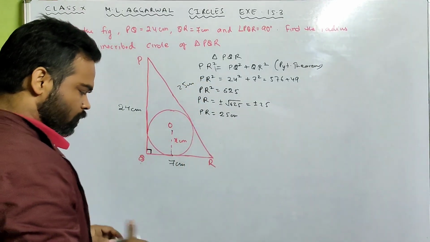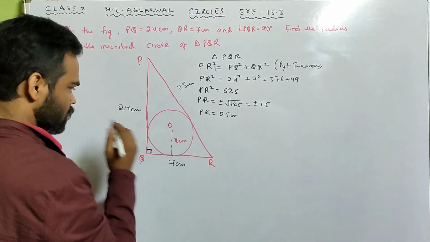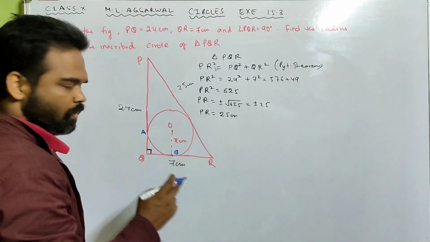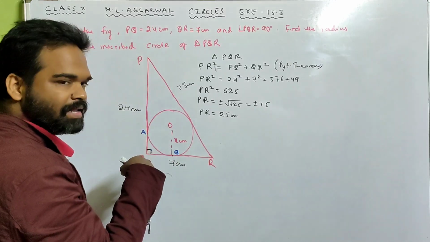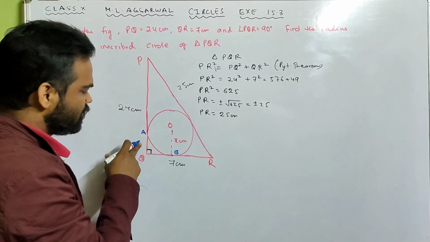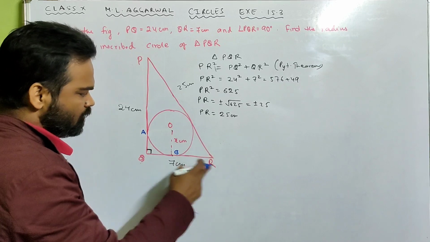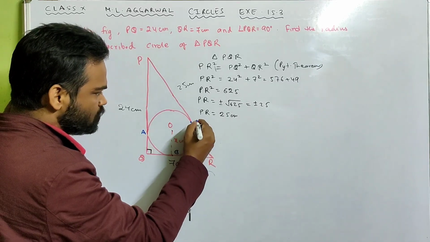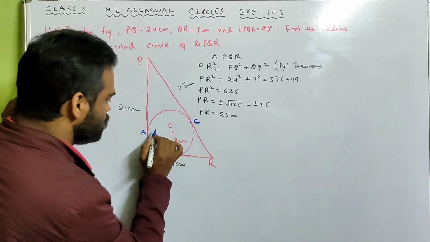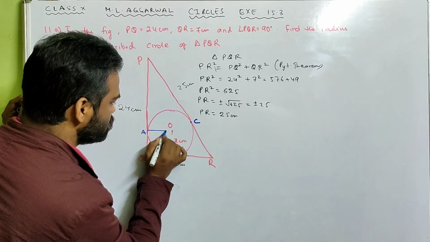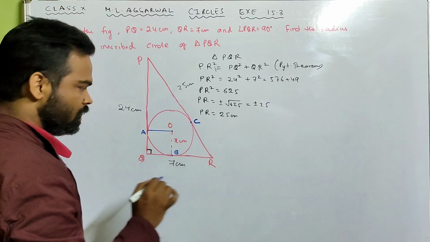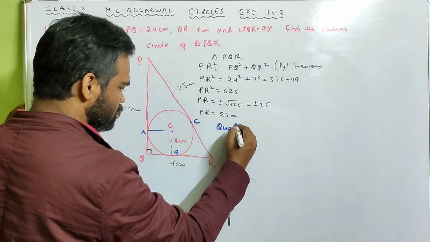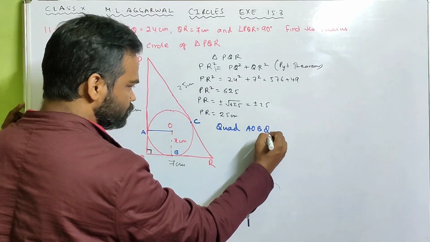Now look carefully. What I'll do, this point I'll take as A and this is B, suppose. The point where the circle meets the side is A. So PQ is the tangent at the point A and QR is a tangent at the point B. And this is suppose C. Look carefully. We'll join this. When you join this, look at the quadrilateral AOBQ.